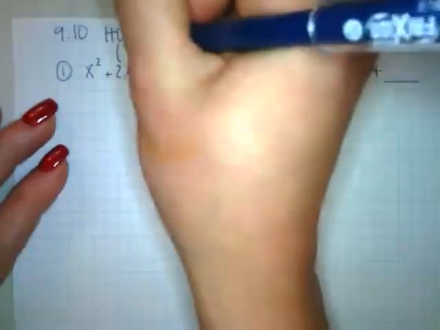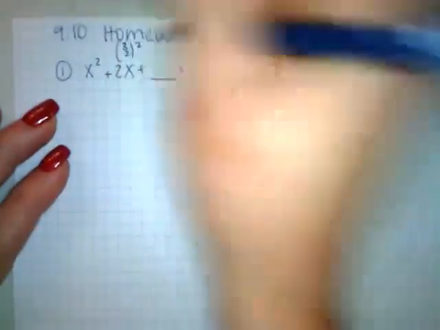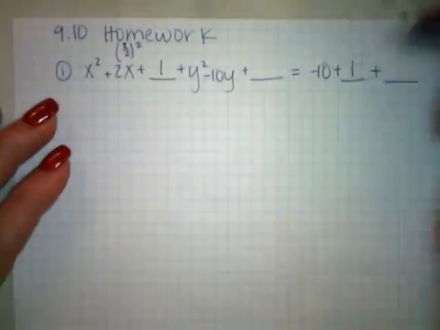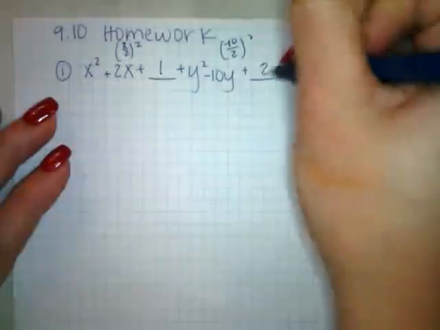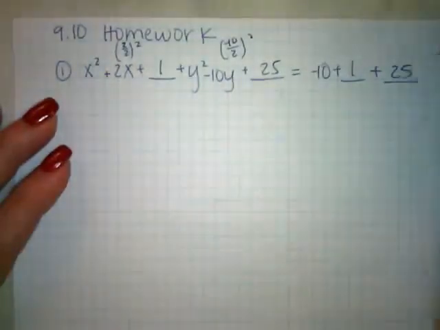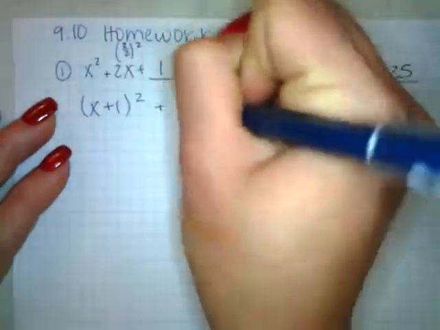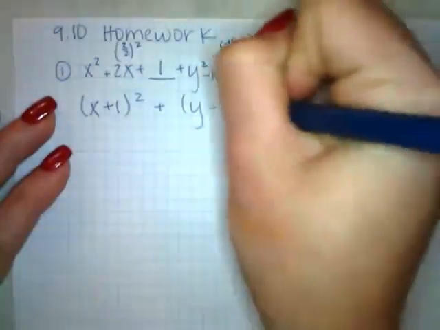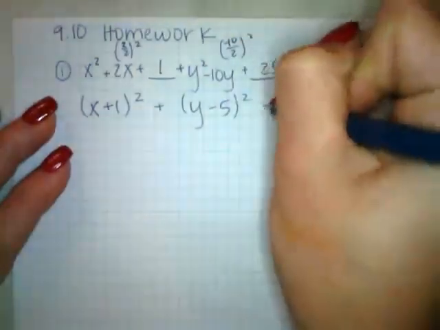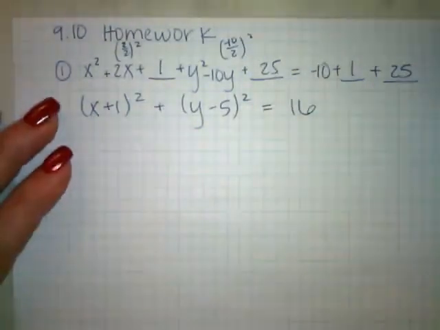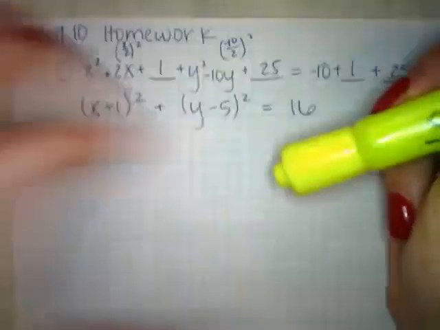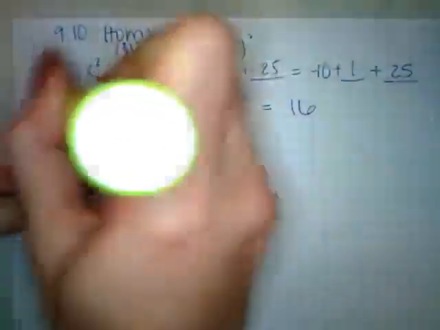All right, I'm going to take b divided by 2 squared. That gives me 1. B divided by 2 squared. That gives me 25. Now I can factor this side. That's going to be x plus 1 squared, y minus 5 squared equals 16. And this would be my final answer for question number 1.